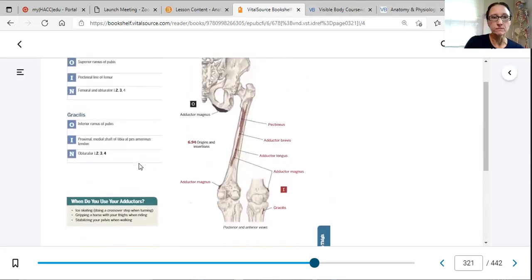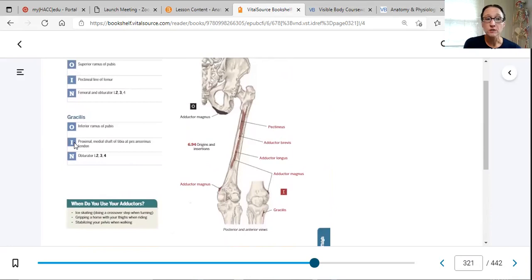Now, the insertion is the proximal medial shaft of the tibia at the pes anserinus tendon. Okay, there are 3 muscles that insert on the pes anserinus tendon. This is the first of the 3 that we will discuss. So you can write this all out, proximal medial shaft of the tibia at pes anserinus tendon, or if you like simplicity, you can just write pes anserinus.